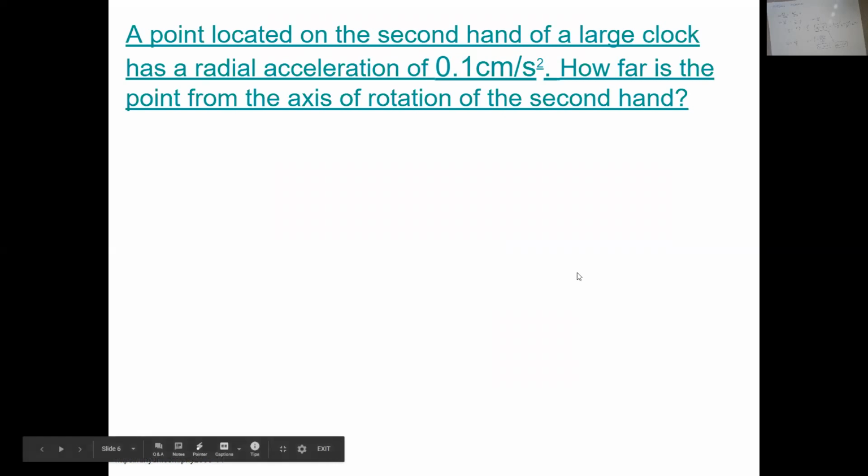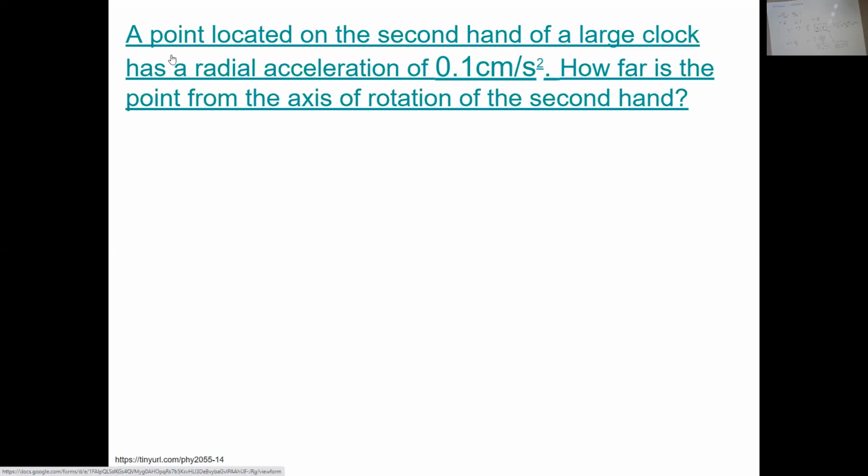Okay, so let's take a look at an exercise problem here. It says a point located on the second hand of a large clock has a radial acceleration of 0.1 centimeter per second square. How far is the point from the axis of rotation of the second hand? So it tells us the acceleration of it.